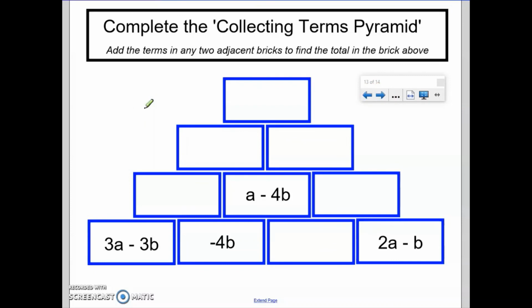Here's the final task of the video. I'd like you to again complete this collecting terms pyramid. Pause the video now and have a go at this question.